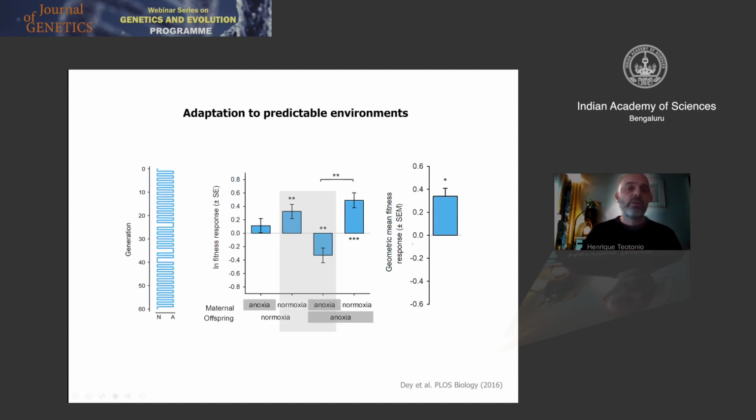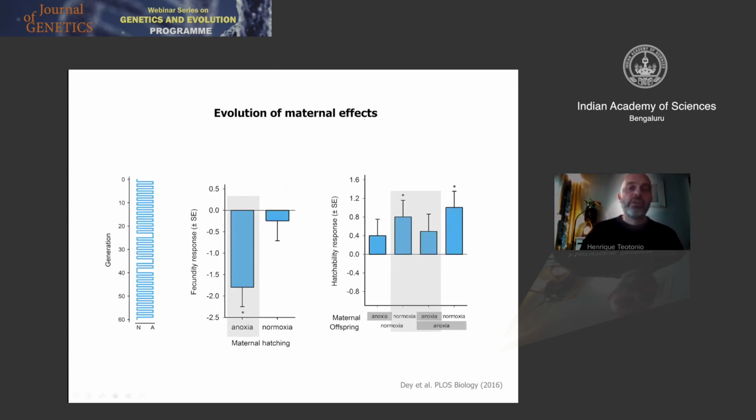Actually, adaptation in fluctuating environments is measured by the geometric mean fitness of the environmental sequences that the populations have faced during their history, and we do find an increase in this geometric mean fitness. The middle bars represent environmental sequences that the populations have not faced during their history, and so any fitness response is a correlated response to what happened in the normoxia and anoxia sequences. Now, we see that there was evolution of maternal effects, in particular because the anoxia survival response has increased when mothers face normoxia and the offspring face anoxia.